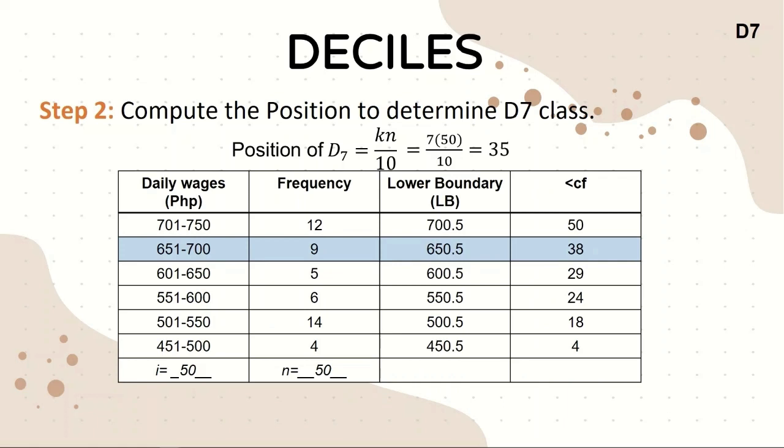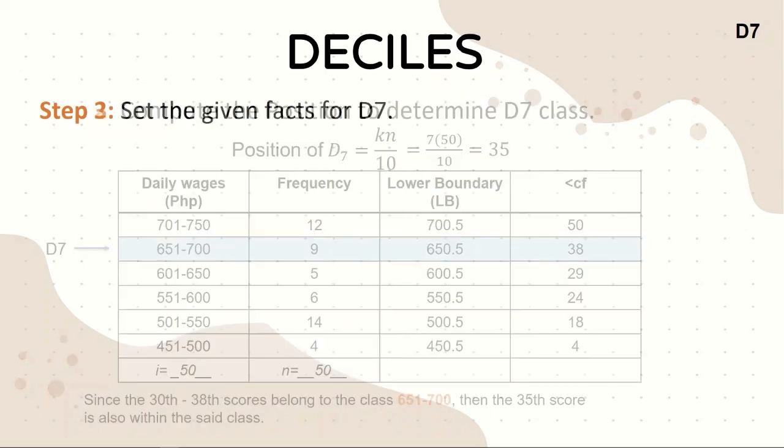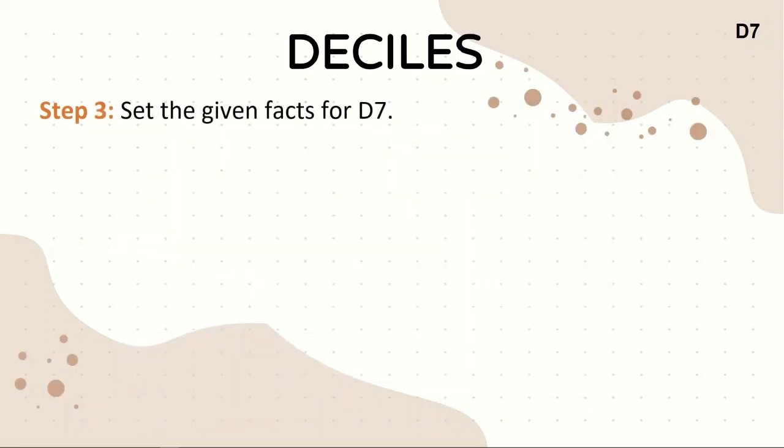So look at the less than cumulative frequency to find where the position of D7 is. Which class? Since the 30th to 38th scores belong to the class interval 651 to 700, then the 35th score is also within the said class. So on step 3, set the given facts for decile 7.